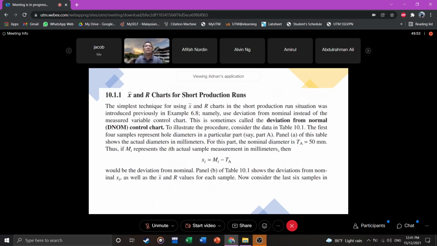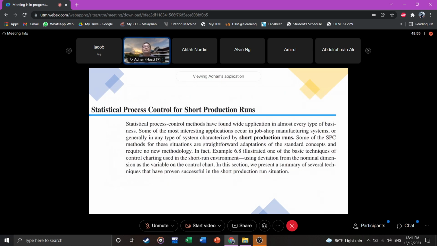Okay, when we have short run production. As mentioned here, statistical process control has found wide application in almost every type of business. Control charts are not only in manufacturing. Even people in banking use control charts for monitoring processes, for example, check clearance and the processes of loan application.